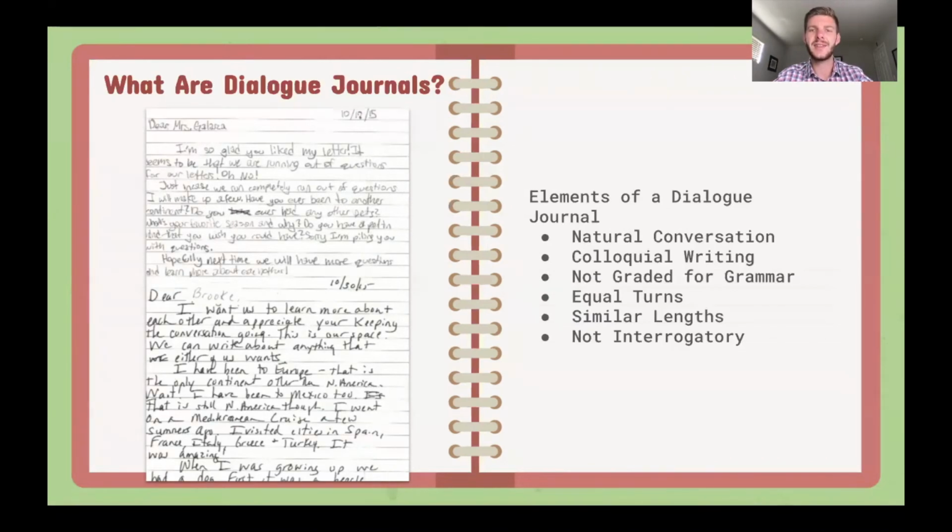On the left is an example from a dissertation written over dialogue journals. We won't walk through this example right now, as there are other examples later, but you can pause the video to read this and identify the elements of a good dialogue journal.